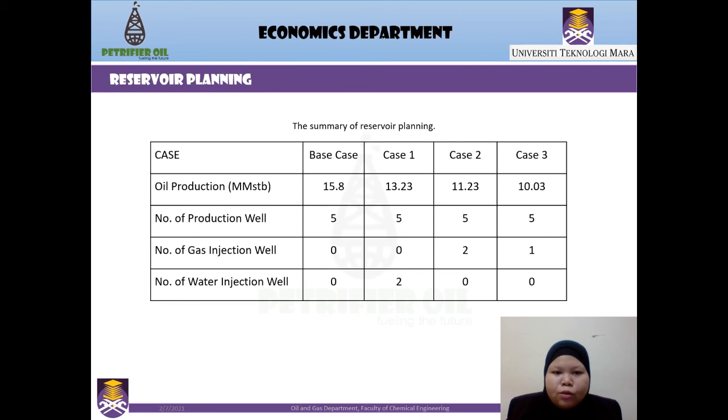Okay, this slide shows the summary of the reservoir planning proposed by the reservoir engineering department. This is very important, as we wanted to know which cases produce the highest oil production and recovery factor. From this table, we can see that the base case contributes to the highest oil production, with 15.8 million stock tank barrels.